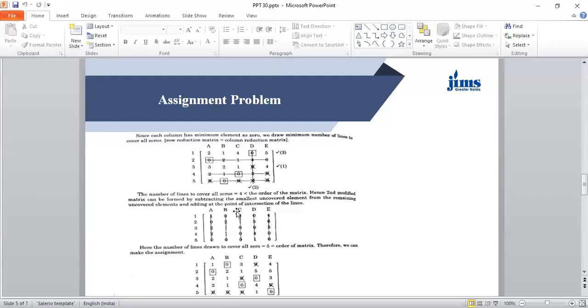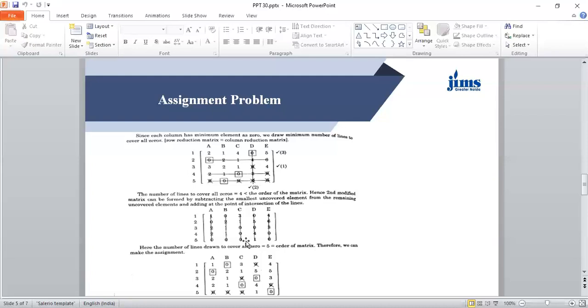Now try drawing lines to cover all the zeros. Whatever way you draw the lines, our minimum number of lines to cover all zeros is equal to 5. So these are the 5 lines, 1, 2, 3, 4, and 5, which are able to cover all the zeros. The minimum number of lines required to cover all zeros is equal to the order of the matrix, so this is the optimal solution.